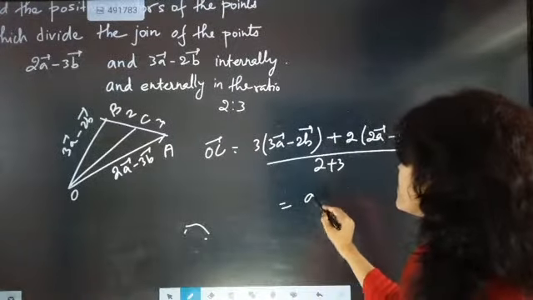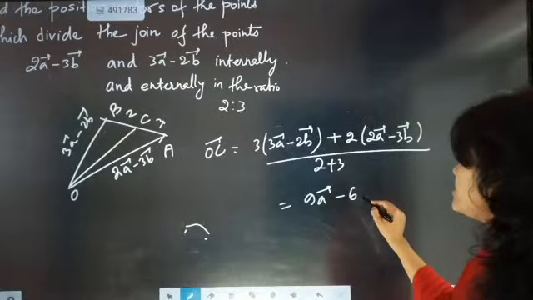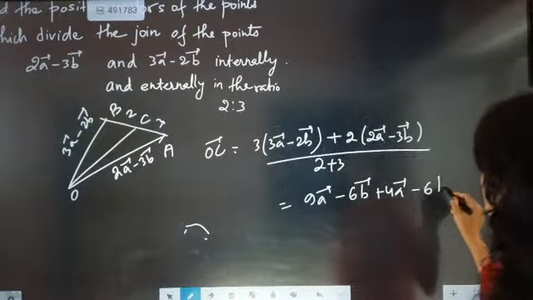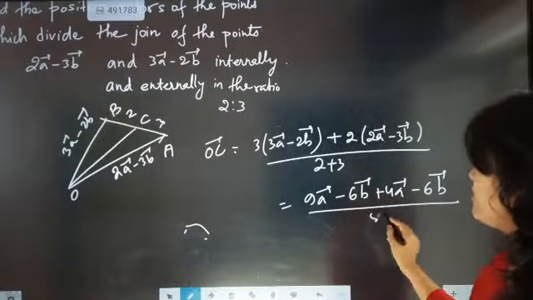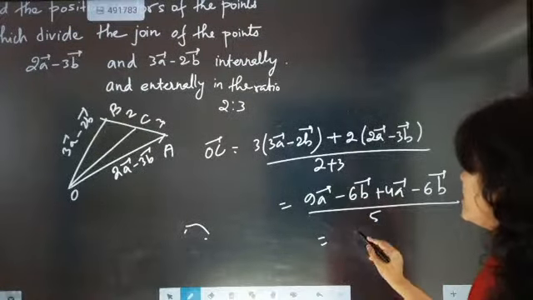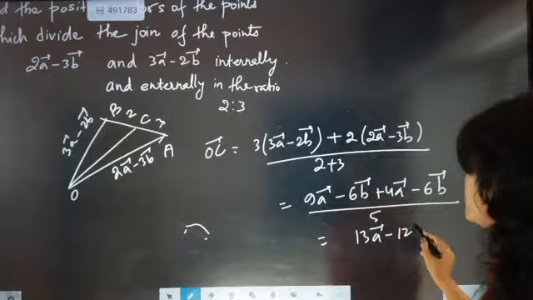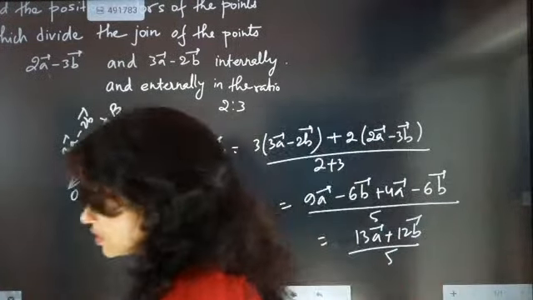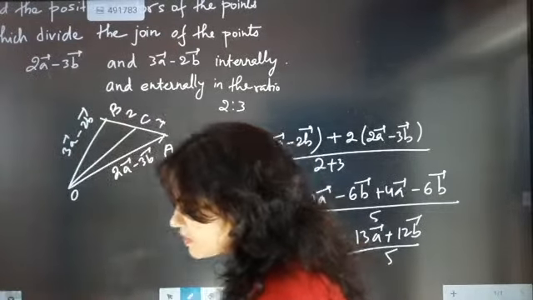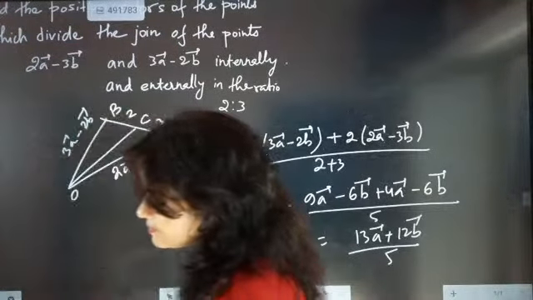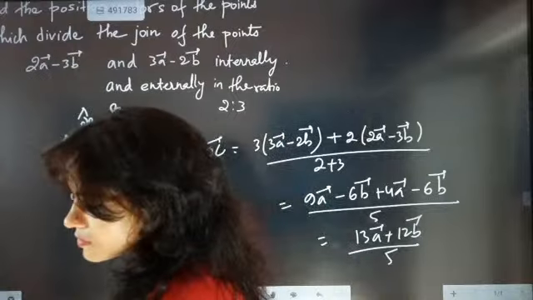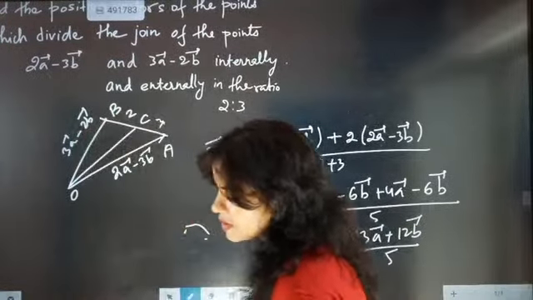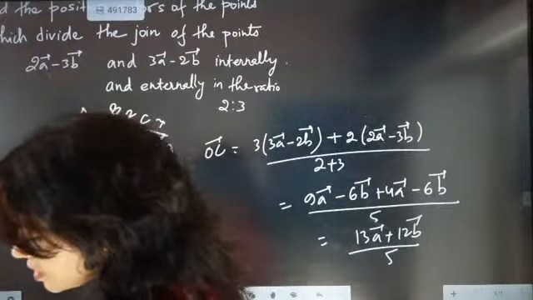So it will become 9a vector minus 6b vector plus 4a vector minus 6b vector by 5. So it will come 9, 10, 11, 12, 13. 13a vector minus 12b vector by 5. Sorry, plus 12b vector by 5. So 13a vector minus 12b vector by 5. Is it coming correct? Come on, quickly tell me. Is it going to be correct? Here one massive flow is there.